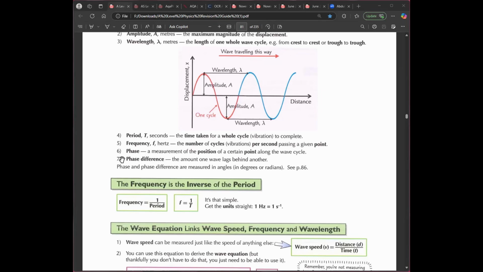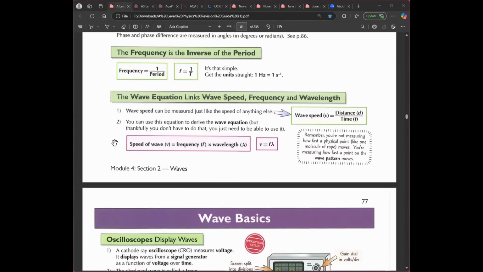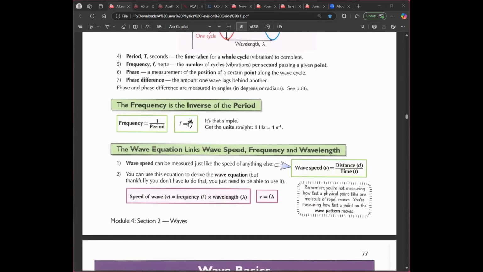So that's phase. Phase difference comes into play when you have more than one wave. Let's say both of them are traveling in the same direction, and maybe one is ahead of the other. To measure how much one is ahead of the other, you measure the phase difference: you measure the phase for one of them, then the phase for the other one, and then just take the difference. So that is phase difference. Normally we do it in radians as well. This is the first formula that we encounter.